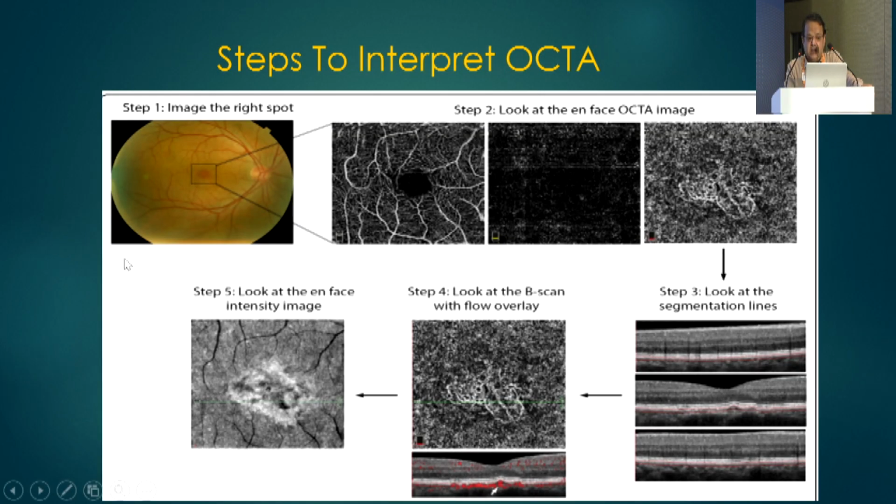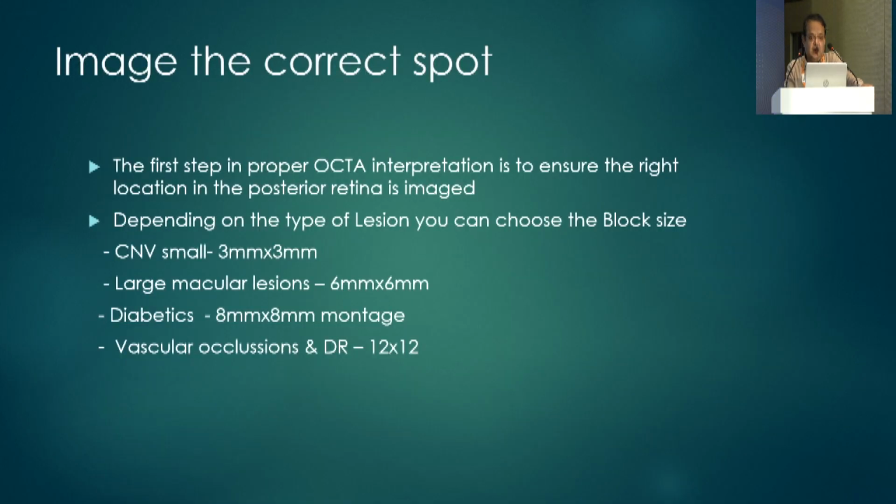The area of the scan is determined. Then look at the en face image. Look at the segmentation line. These red lines are segmentation lines. Look at the B scan with flow overlay. These red dots and green dots that you are seeing show the vascular flow in the particular area in the vessels. And then you look at the intensity image, or what we call structural images.